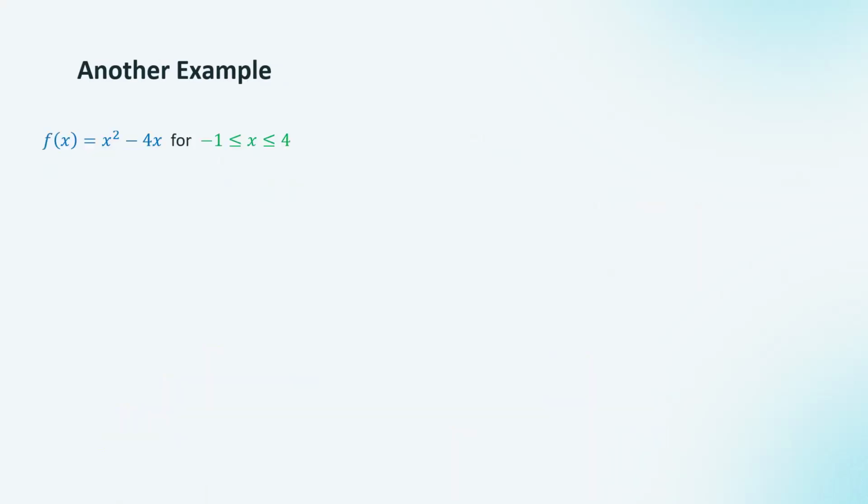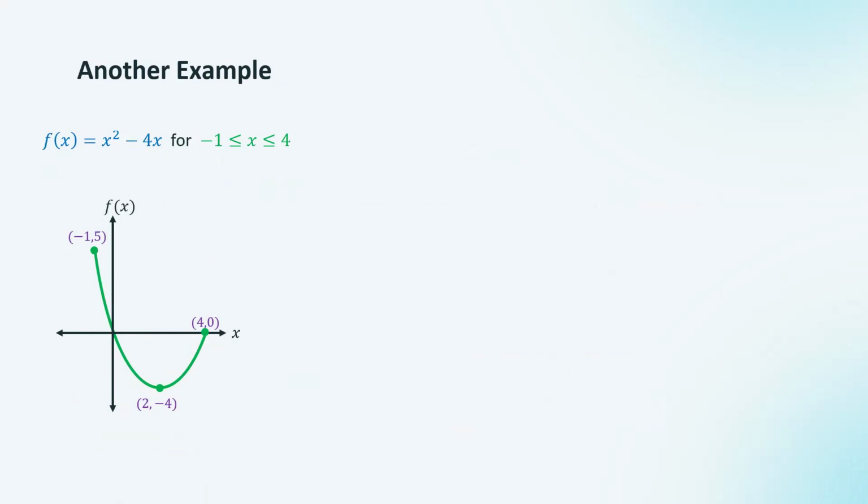In this case, we have a parabolic function, and the domain is going to be from -1 to 4, where -1 and 4 are included. Let's draw the graph first. Now, in this case, as we can see, we have a vertex. The vertex is going to be (2, -4).